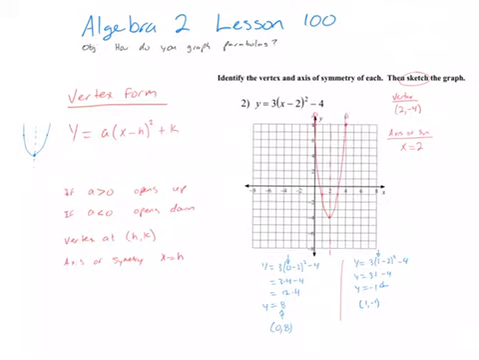Put those arrows in the end, and we will be finished. So my vertex, my axis of symmetry, and a sketch of the graph.